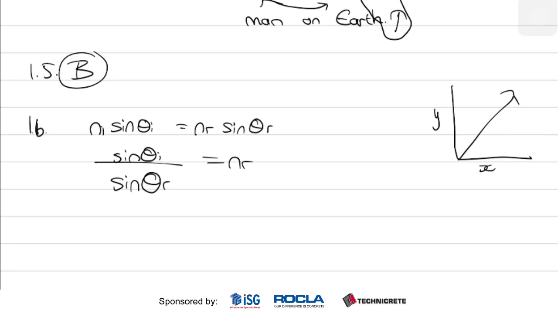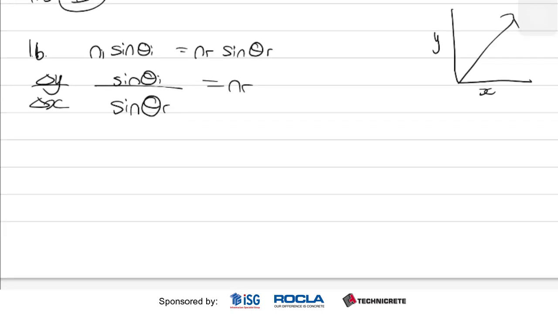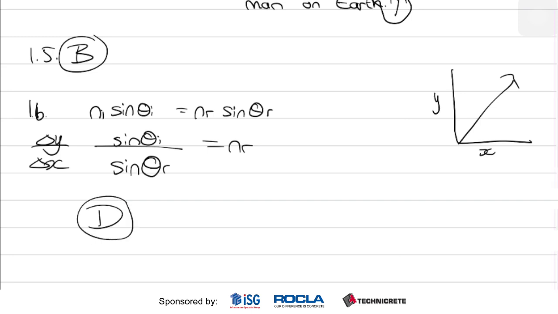So now if we think about this in terms of a graph, what is our gradient, what is our top value? Our gradient is change in y over change in x. So if this is our y, let's look at which graph makes this on the y-axis. The only graph that has sine theta initial as our y and sine theta r as our x is graph D. So for 1.6, we would have graph D.